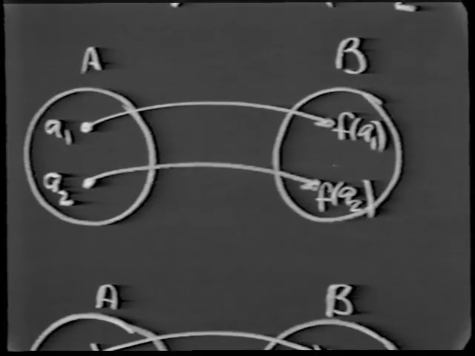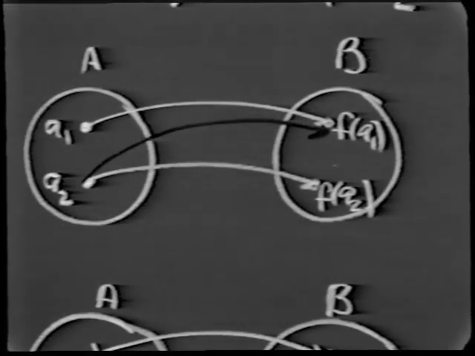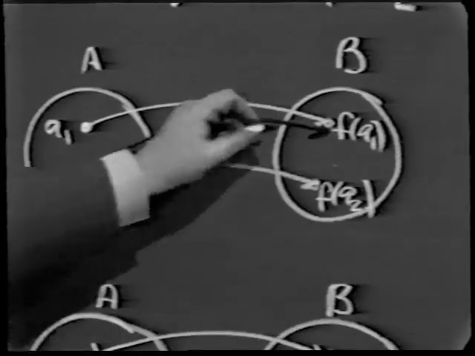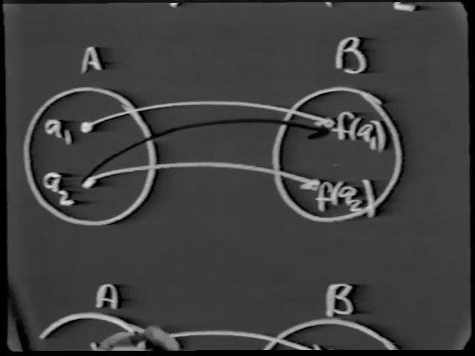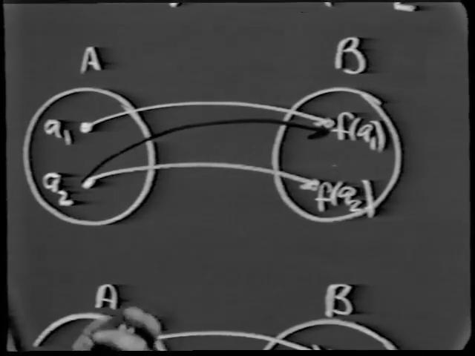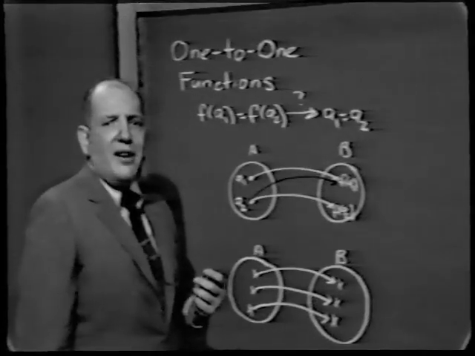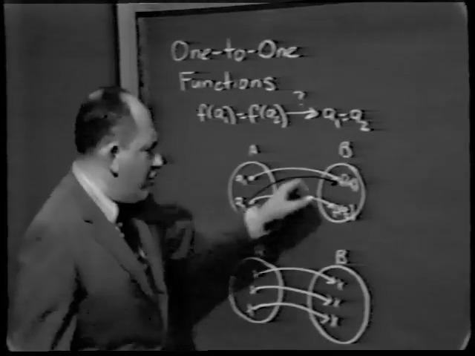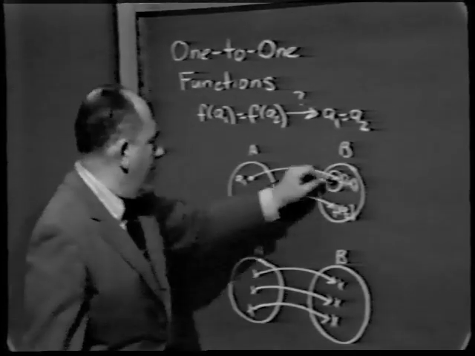On the other hand, it's possible that the two different elements of A have the same image in B. Now, by and large, whereas nothing is wrong when this happens, it does cut down our operating speed to some extent when it does. Because frequently, to study a particular function, we may want to look at the image rather than the domain. And somehow or other, if two different elements can map into the same element in the image, then when we look at the image, we have no way of knowing which of these two elements we're talking about.